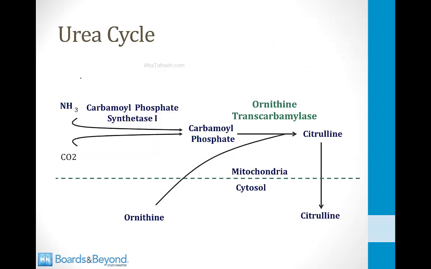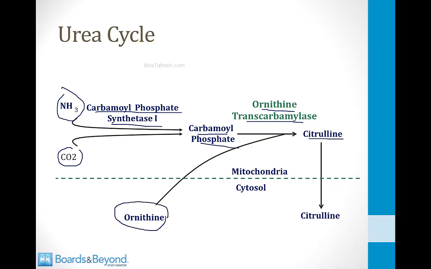Just to review the first two steps of the urea cycle that occur in the mitochondria, ammonia is combined with carbon dioxide to form carbamoyl phosphate. The enzyme that catalyzes this step is carbamoyl phosphate synthetase 1. The next step forms a molecule of citrulline. The enzyme that catalyzes this step is ornithine transcarbamylase. This step involves addition of a molecule of ornithine, which comes from the urea cycle in the cytosol and then enters the mitochondria to be combined into citrulline. Citrulline can then exit the mitochondria via a transporter to go through the next steps of the urea cycle that occur in the cytosol.